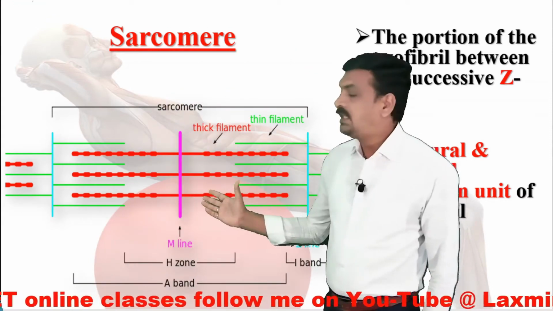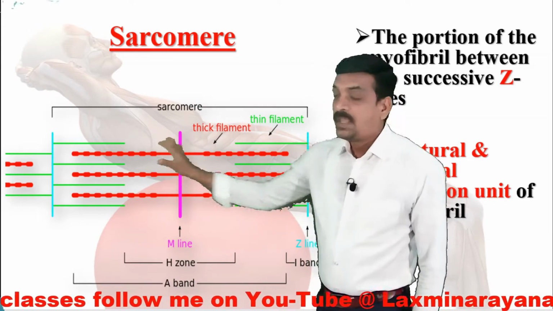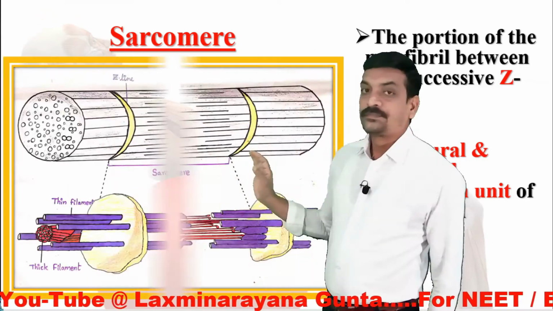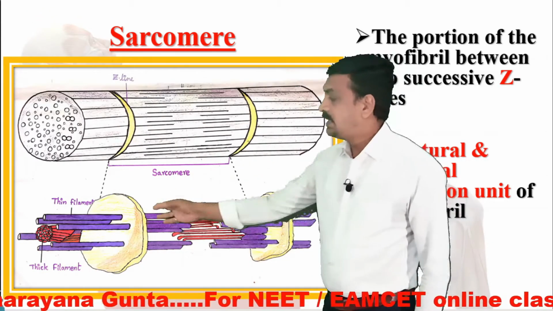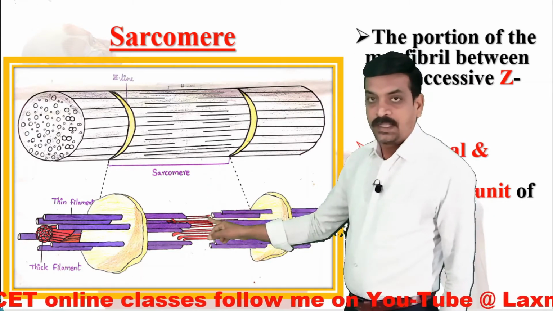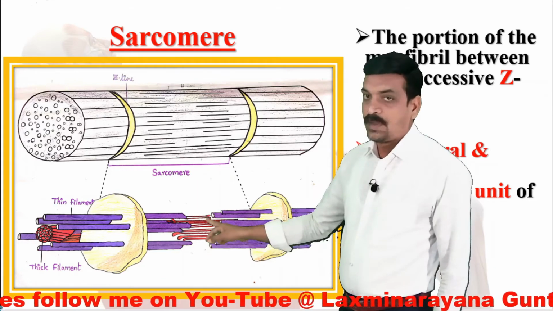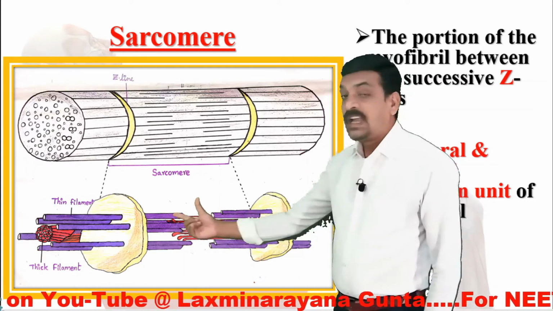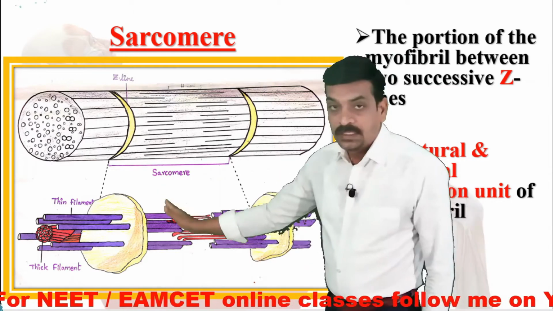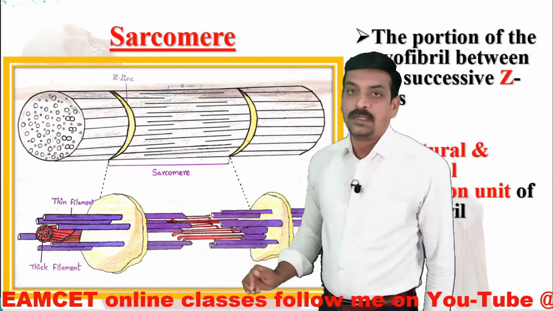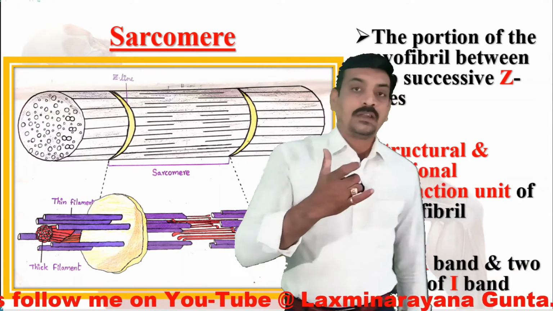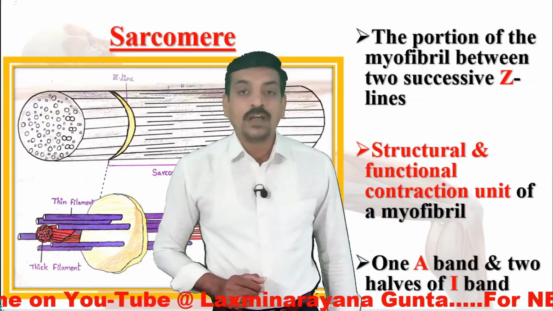Literally, the sarcomere consists of a dark band and two halves of light bands. Here you can clearly observe this is a sarcomere. This sarcomere consists of one complete dark band, that is the A band or anisotropic band, and two halves of light bands. This one is a half of the light band and this one is another half of the light band. Means a sarcomere consists of one A band and two halves of I band.